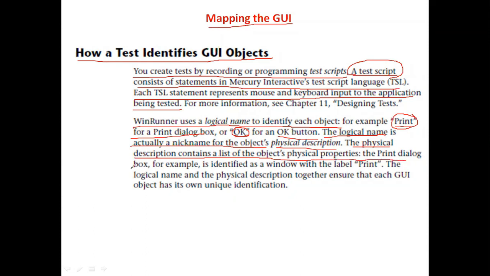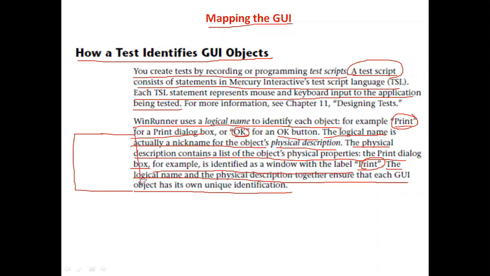The print dialog box, for example, is identified as a window with the label Print. The logical name and the physical description together ensure that each UI object has its own unique identification. So, for example, there is a print dialog box. This dialog box can be identified with the logical name Print. These logical names and physical descriptions together ensure that the GUI object has its own unique identification in the application.